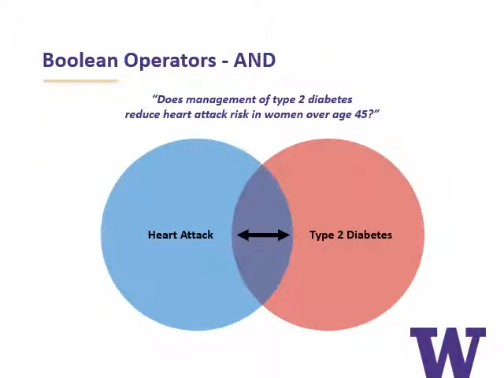We're going to take a closer look at Boolean operators and how we can use them to search our PICO question. We make our search more accurate by combining the terms heart attack and type 2 diabetes with the Boolean operator AND. For our PICO question, we need information where these two conditions overlap. Using AND will cut out irrelevant search results.